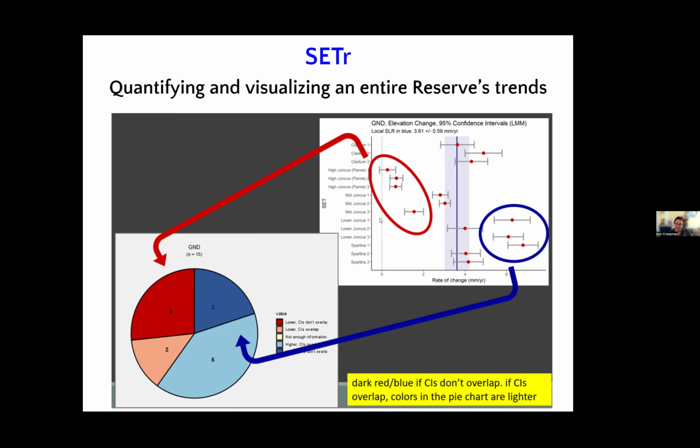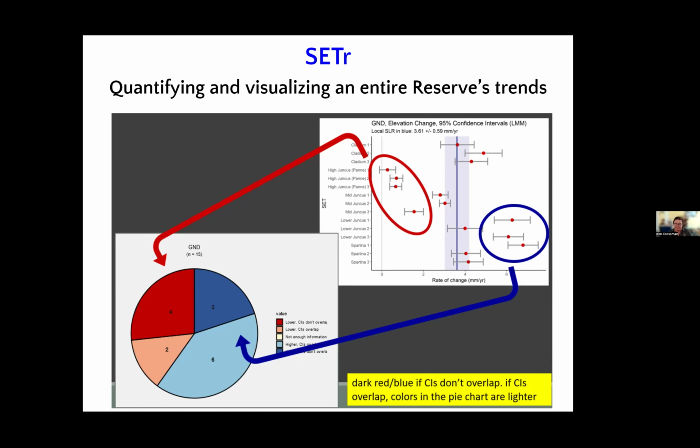And so when we want to start scaling up to regional or national summaries, how do we do this without putting 144 rows on one graph? Well, we turned to pie charts. So what you can see from the dark blue ones that Kirstine was highlighting first, they're dark blue on this pie chart. And that's 3 of the sets gaining elevation higher than sea level rise, and the confidence intervals don't overlap with that of sea level rise. This is not the same as a statistically significant difference.